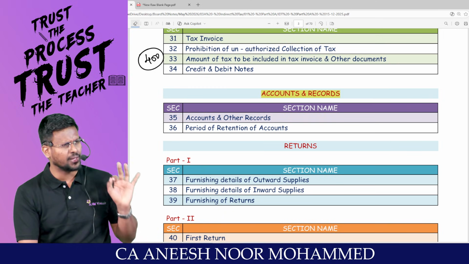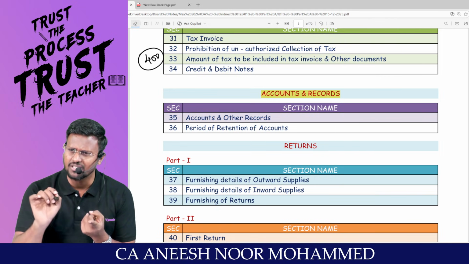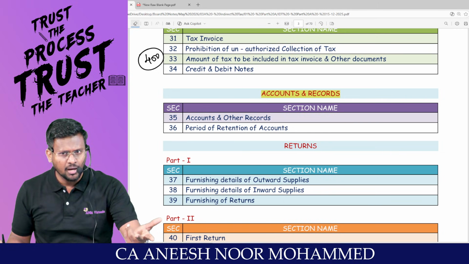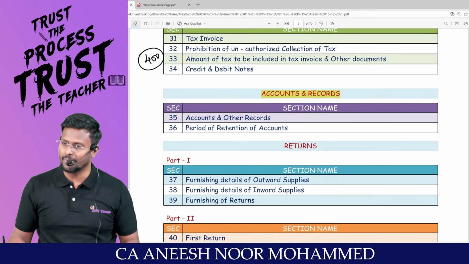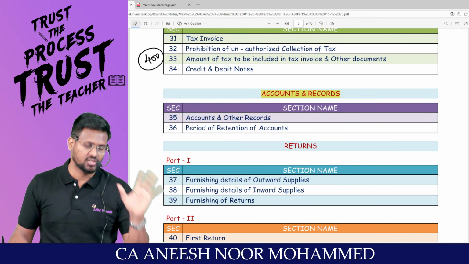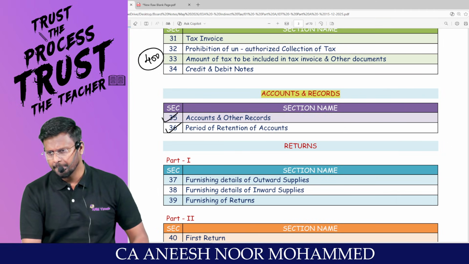What is section 35? Accounts and records. What are the accounts and records? You, being a registered person, are supposed to maintain them. Are you supposed to maintain cash book, journal, ledger, Tally, whatever it is? For those books of accounts, for how long are you supposed to maintain them? That's what section 36 is all about: period of retention of the books of accounts.